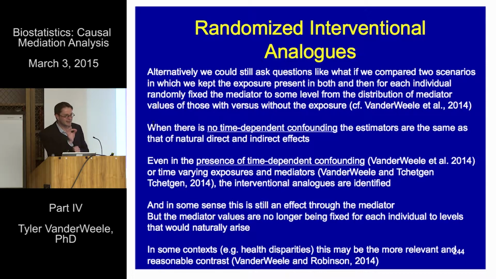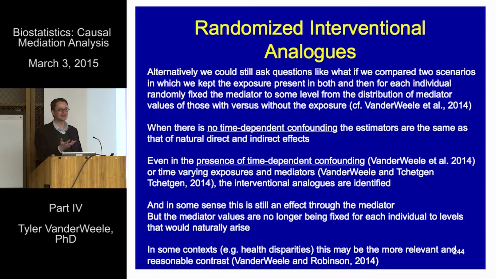So we're not fixing the mediator to the level it would have been for that individual had they been unexposed, but we're saying we look at the distribution of the mediator amongst the unexposed, and for an exposed person, we randomly select a value of the mediator from the unexposed distribution and set it to that. So it changes the definition of the effect slightly, but once we do that, we can actually proceed with doing effect decomposition for the direct and indirect effects, and we can do this in cases where the exposures and the mediators vary over time as well.